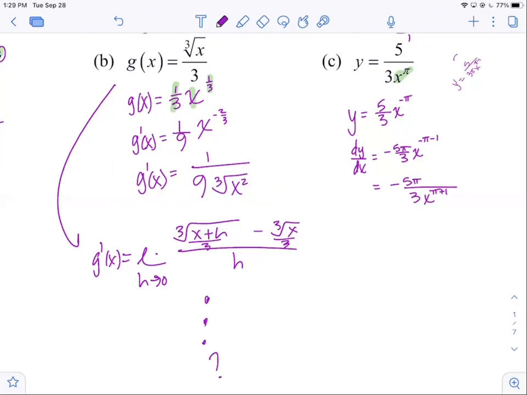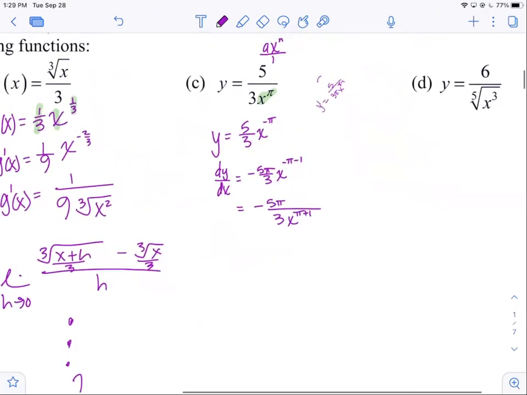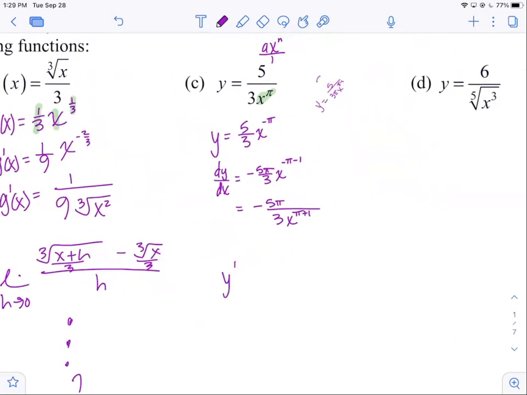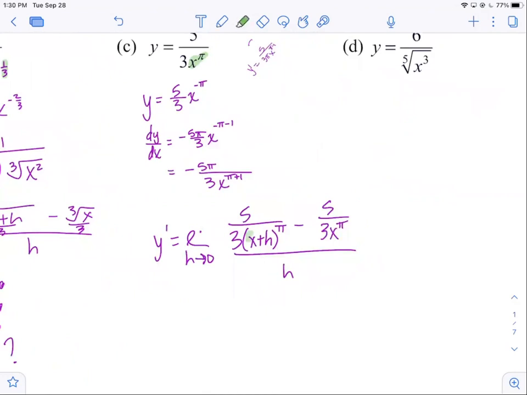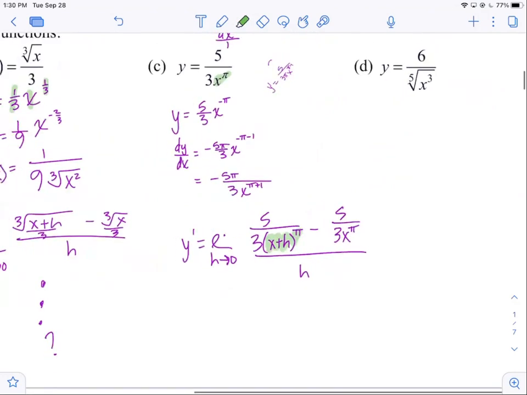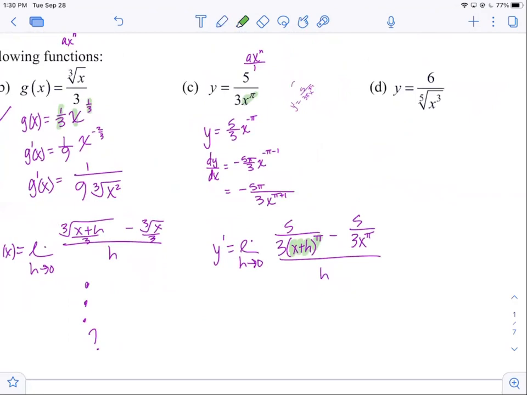Guess it can't be done. And over here, it would be y prime equals the limit as h goes to 0 of 5 over 3 times x plus h to the pi-th power minus 5 over 3 x to the pi-th all over h. And now you'd have to do some kind of rationalizing, but eventually you're going to have to hit it with the sledgehammer. You tell me, how do you expand x plus h to the pi-th power? How do you do that?